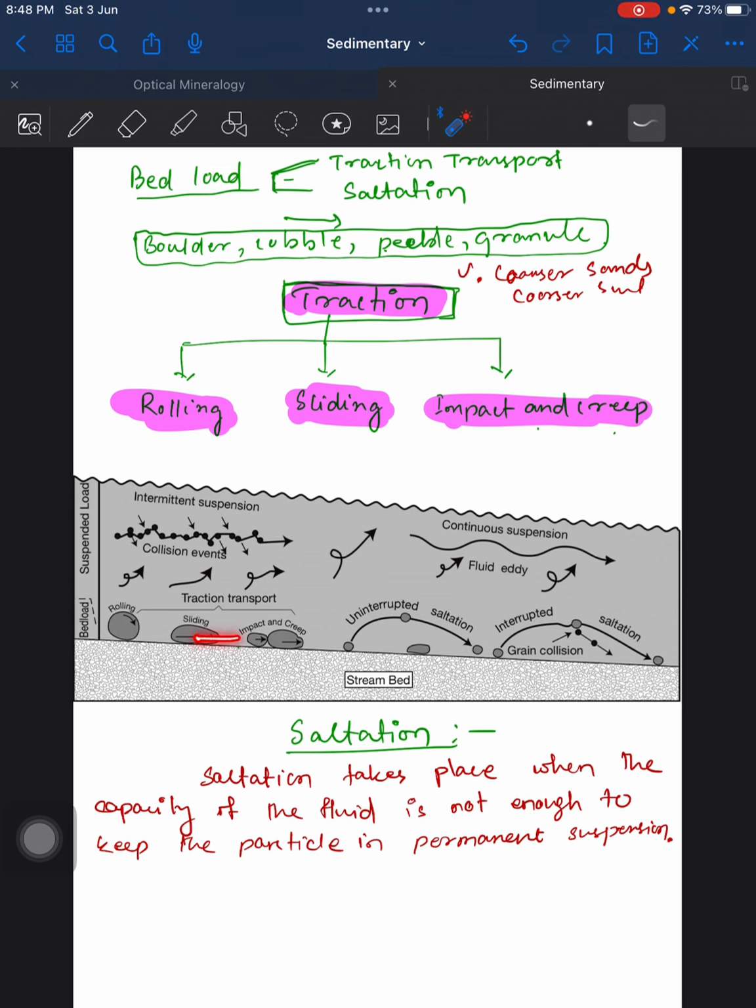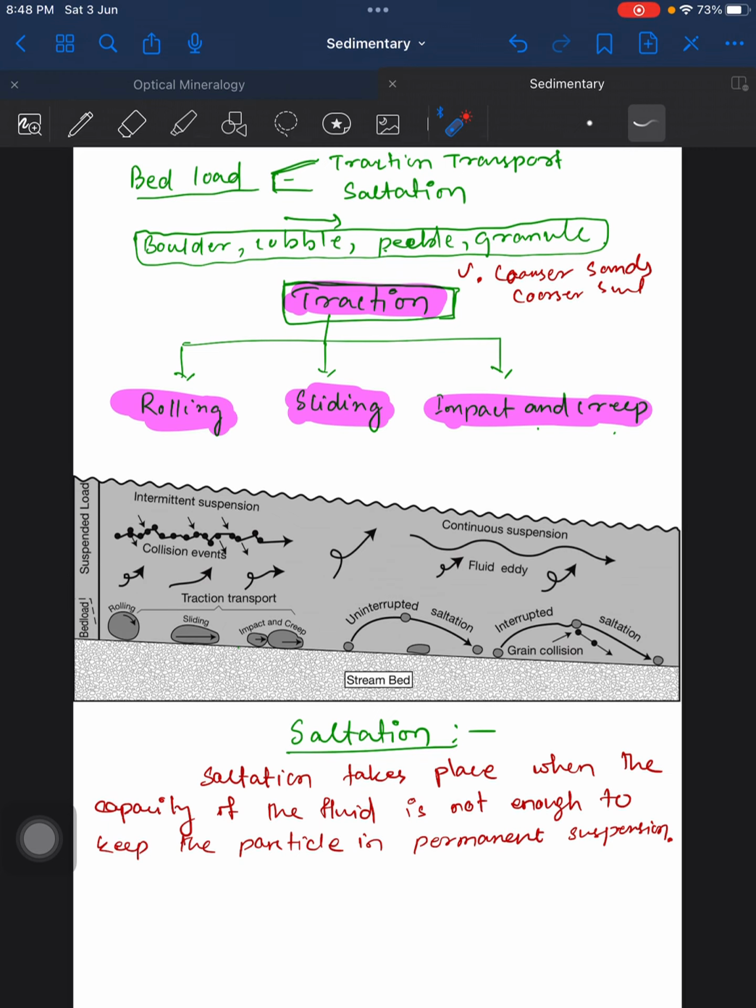Why does this happen? Suppose the grain is coming like this, it gets an impact here and is thrown like this, and again it falls like this. When it drops there is an impact, which gives a reverse force, and it jumps again, like you are running. That is the example, the best example for saltation.